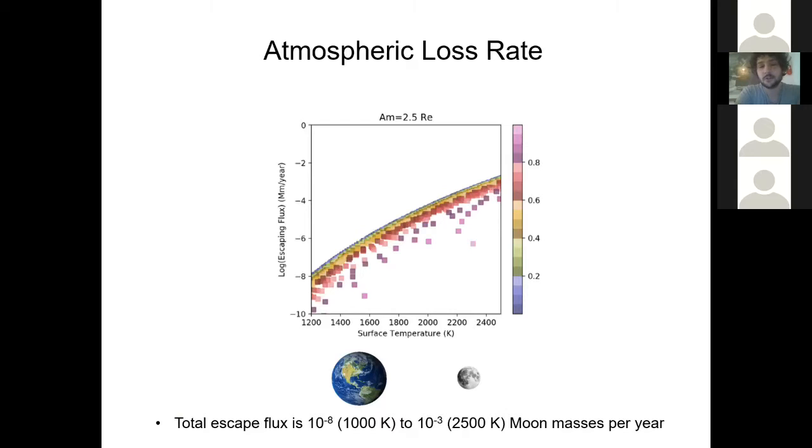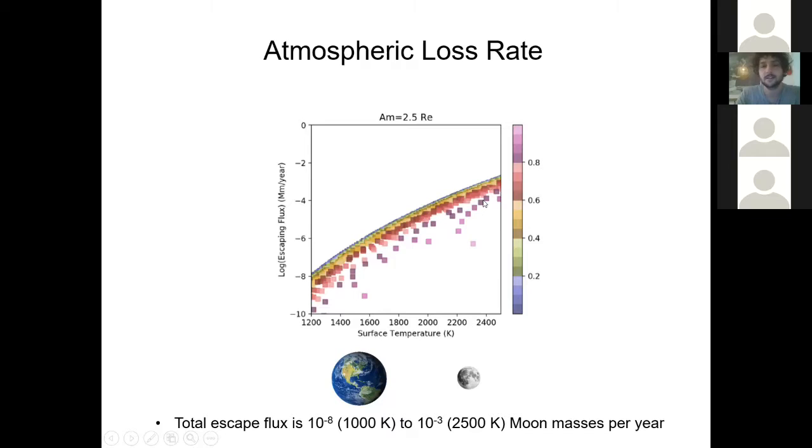So these are the results of the model. What we're plotting is the escaping flux of material in lunar masses per year as a function of the surface temperature of our lunar atmosphere at a fixed Earth-Moon distance of 2.5 Earth radii, i.e. at the Roche limit. And what we see is that the total escape flux, of course, scales with temperature. So at low temperatures, we have relatively low loss rates, 10 to the minus 8 lunar masses per year. And if we're at 2,500 Kelvin, we can lose substantial amounts of lunar material, about 10 to the minus 3 lunar masses per year.